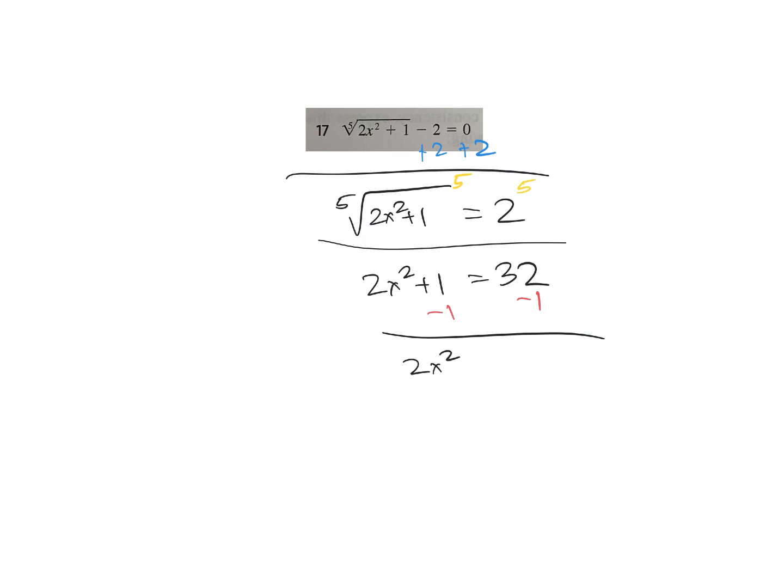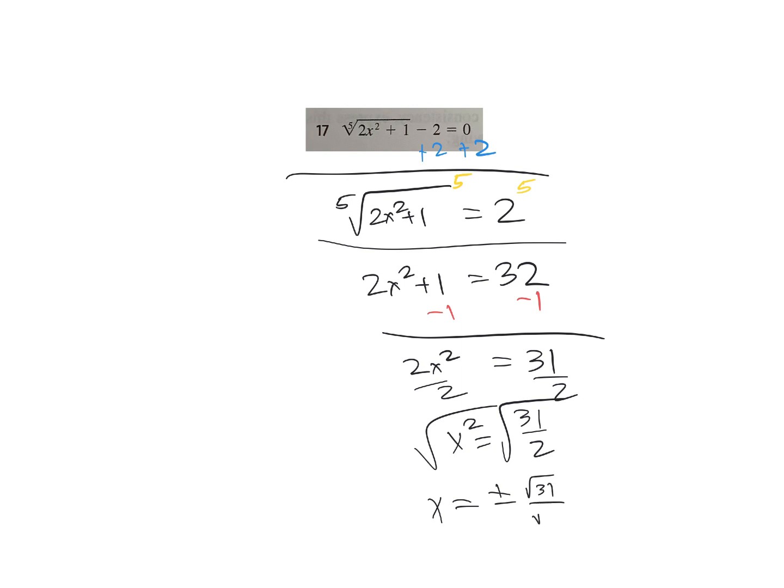Get 2x squared equals 31. Divide off the 2, and x squared equals 31 over 2. You have to take the square root, and you'll have to rationalize. So x equals plus or minus the square root of 31 over the square root of 2. You have to rationalize that, and you get plus or minus the square root of 62 over 2. All right, so that's 2 answers.